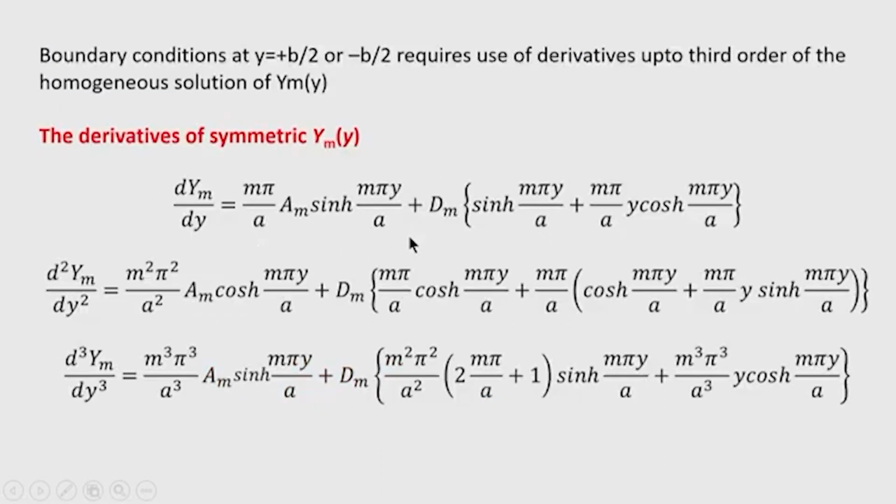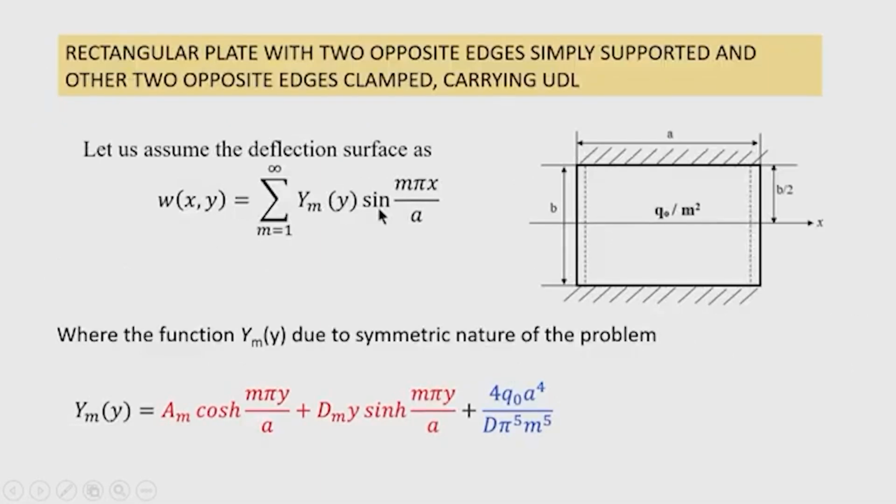So, at y equal to plus b by 2 and minus b by 2, the boundary condition requires the function itself and its derivative up to third order maximum, because when we relate shear, that third order derivative is required. So, in these three equations I have given you the derivatives of the function, because the derivative can be easily computed from the function Y m of y.